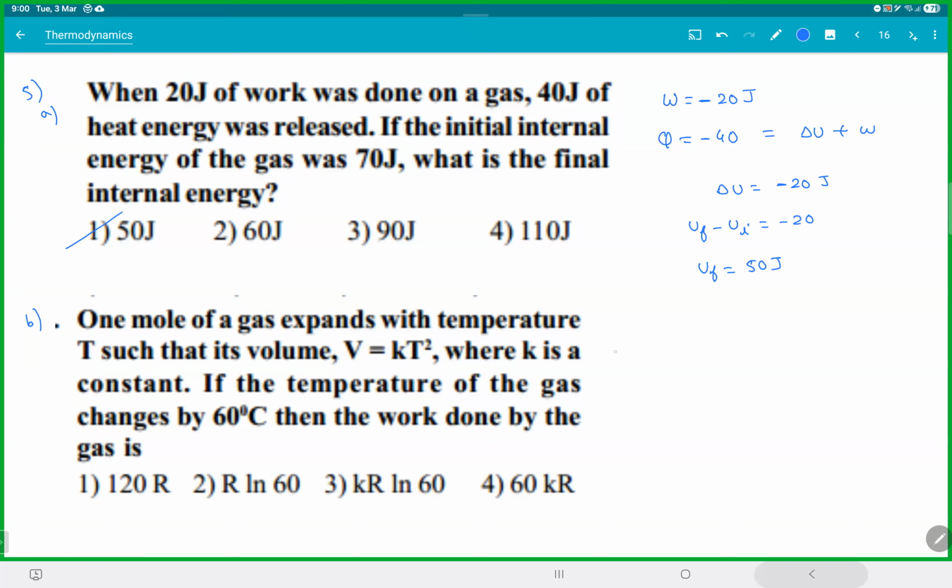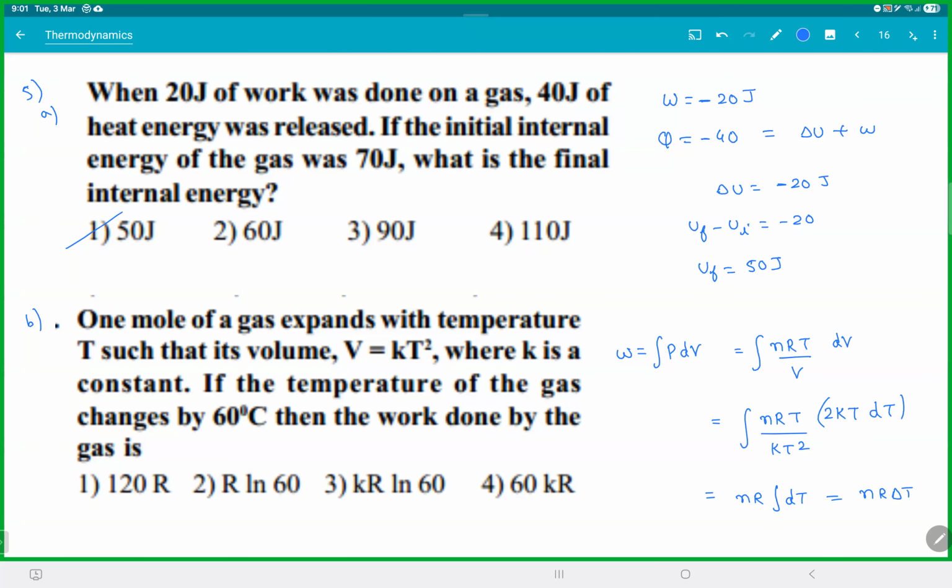He said V is equal to KT square. Remember, for work done there's only one formula, integral PdV. But here you're asking in terms of temperature, so I need to convert everything into temperature. And we know PV is equal to nRT. So I can write this as nRT by V into dV. Differentiating, dV will be 2kT dt, and V is kT square. K cancels, T square cancels. You end up with simply nR integral dt, so this is nR delta T.